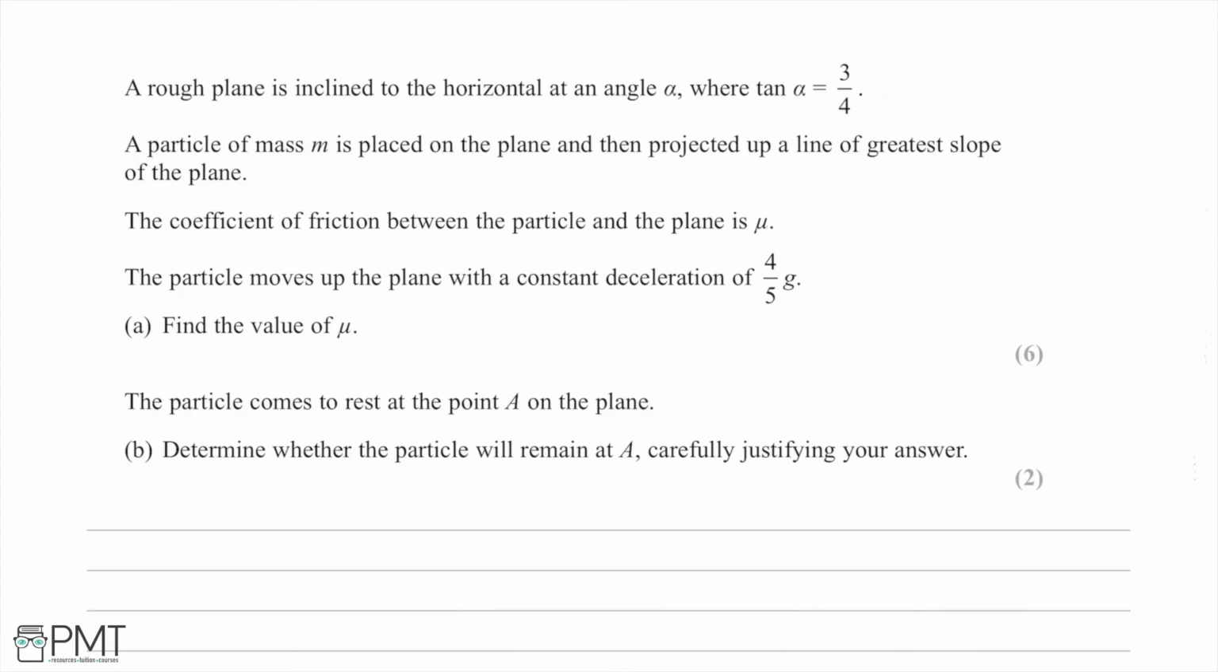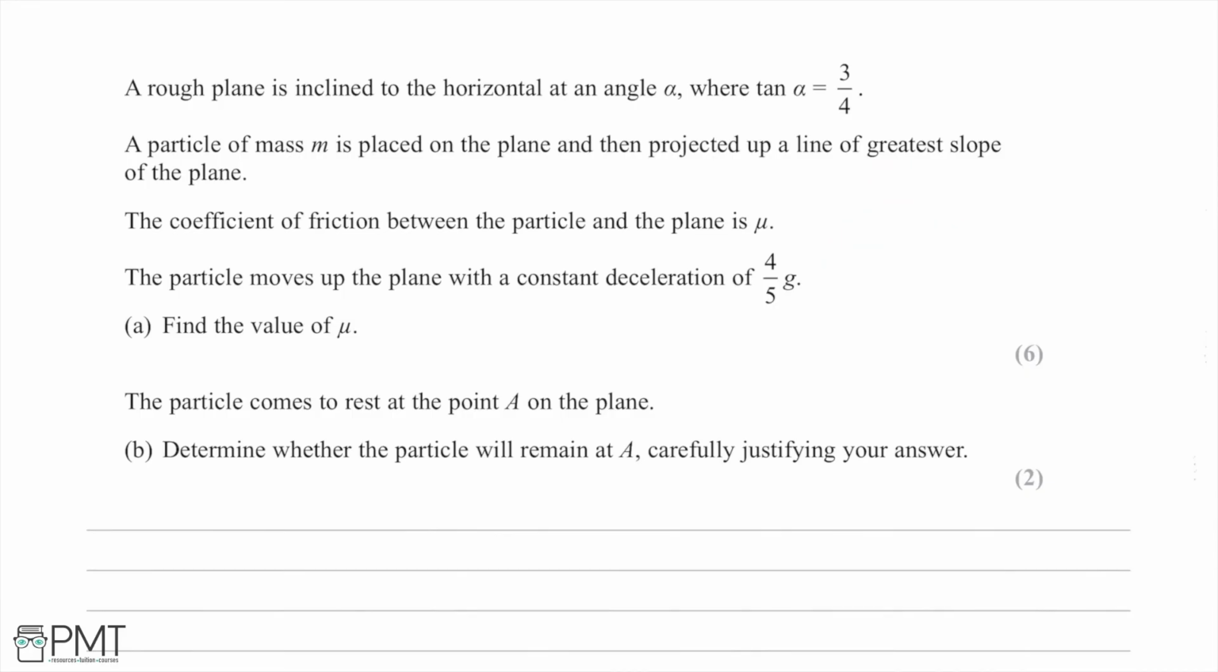So we're told that we have a particle of mass m and it is placed on this plane and it is projected up the plane. When the question says projected up a line of greatest slope of the plane, this just means that it is going on the slope as opposed to going above the slope or below the slope. It is moving on the slope.